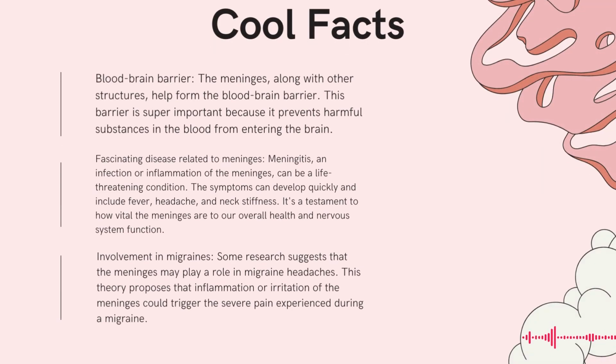Okay, now for some cool facts. First, blood brain barrier. The meninges, along with other structures, help form the blood brain barrier. This barrier is super important because it prevents harmful substances in the blood from entering the brain.